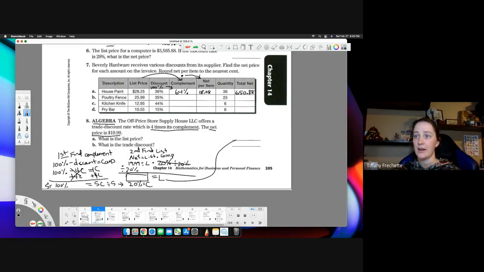And then the trade discount, we simply just take the list price. So we're going to take the list price, and this is how you do this part, list price, and subtract from it the net price. So once we have our list, we're just going to subtract $19.99 from it, and that tells us what our discount was. So that part's definitely pretty easy to figure out once you have this piece filled in.